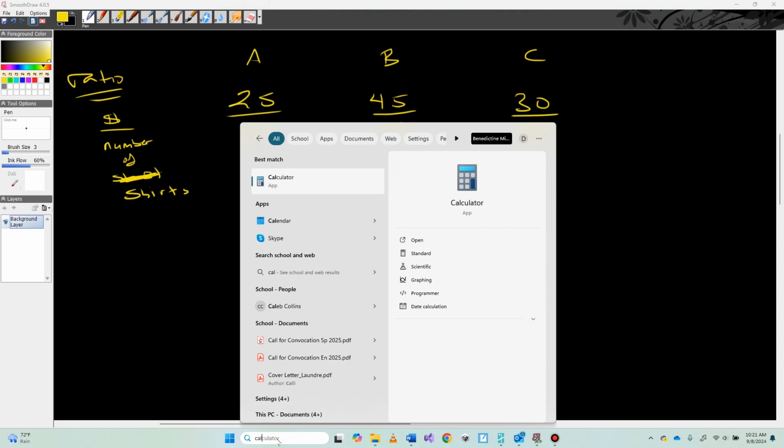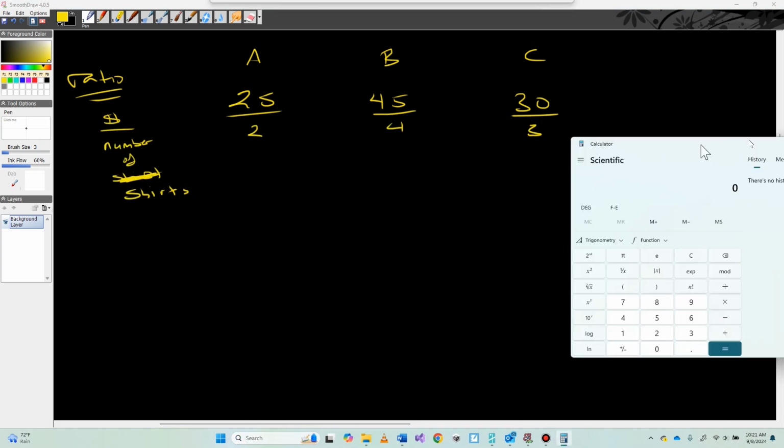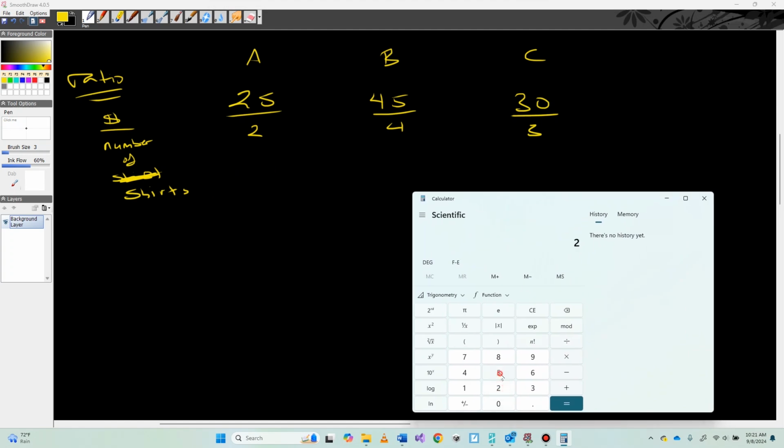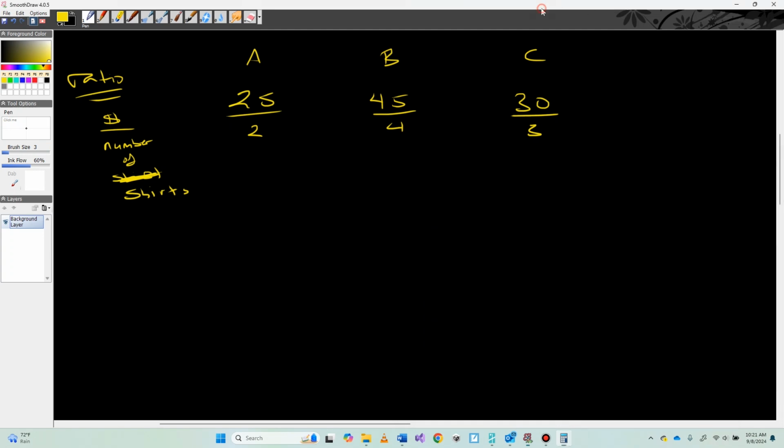So I'm going to need a calculator. What I'm going to do is take 25 and divide it by 2. And that's going to give me 12.5. So I'm going to put this over on the other screen here. In this case, 12.5 divided by 1.